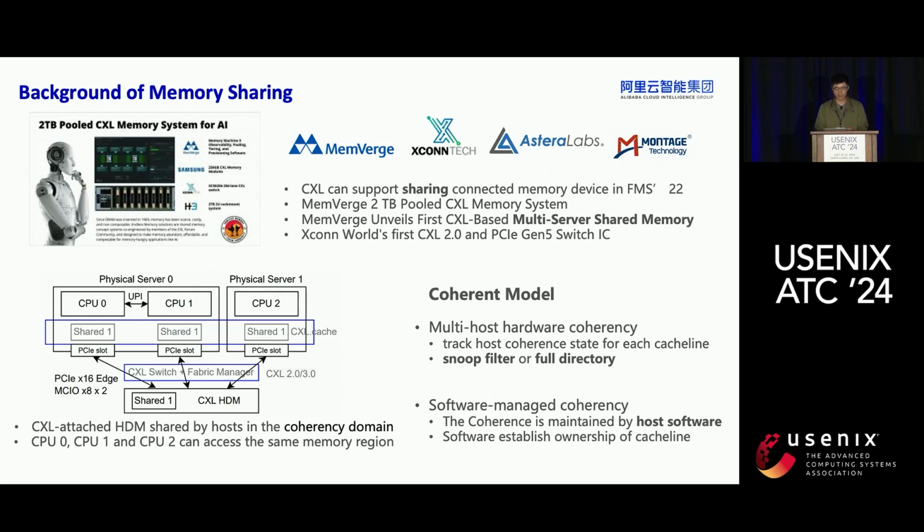In software managed coherency models, the coherency state of hosts is not maintained by hardware, but rather by host software through specific mechanisms that establish ownership of cache lines. When software takes the lead in managing coherency within certain memory regions, it can optionally use existing hardware coherency across multiple hosts for other regions to streamline ownership.